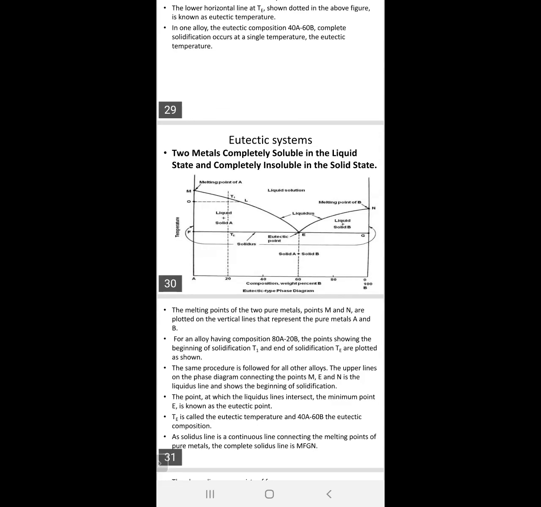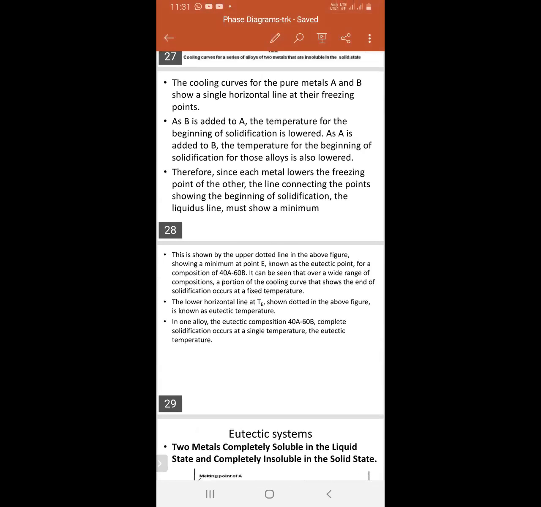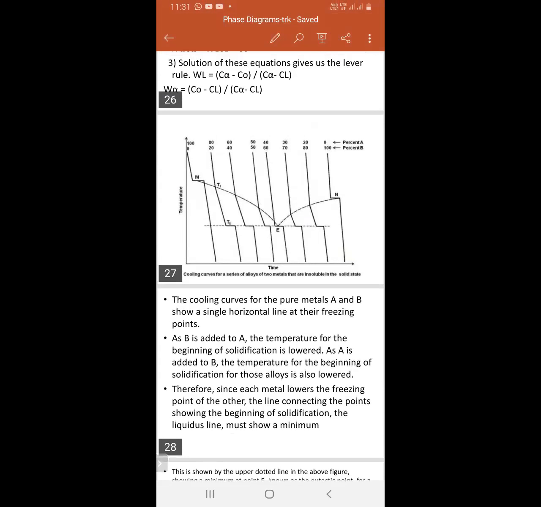Next, completely insoluble in the solid state. If the two metals are not completely insoluble in the solid state, some different solid phases will be formed. That is the eutectic system. Then how do we draw the eutectic phase diagram? That can also be drawn using cooling curves.